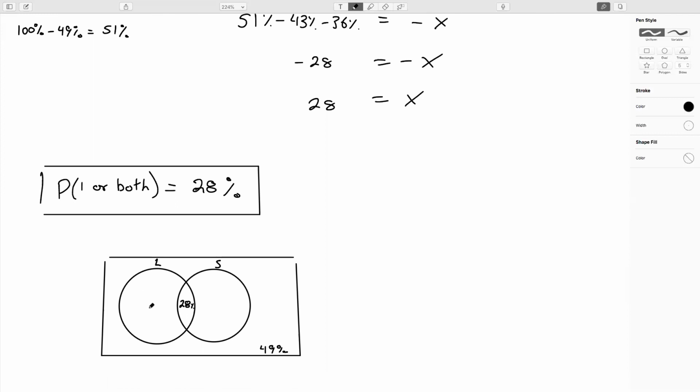And I know that the number of people with leather is 43. So if of the people with leather, 28% also have a sunroof, well, then I know that this is 15% right here. 15 plus 28 gets me to 43. If I know that 36 have a sunroof, but 28 also have leather, well, then 36 minus 28 leaves me with 8% having only the sunroof. Wait, what am I doing? That's not 12, that's an 8. If we add all these up, they'll add to 100.